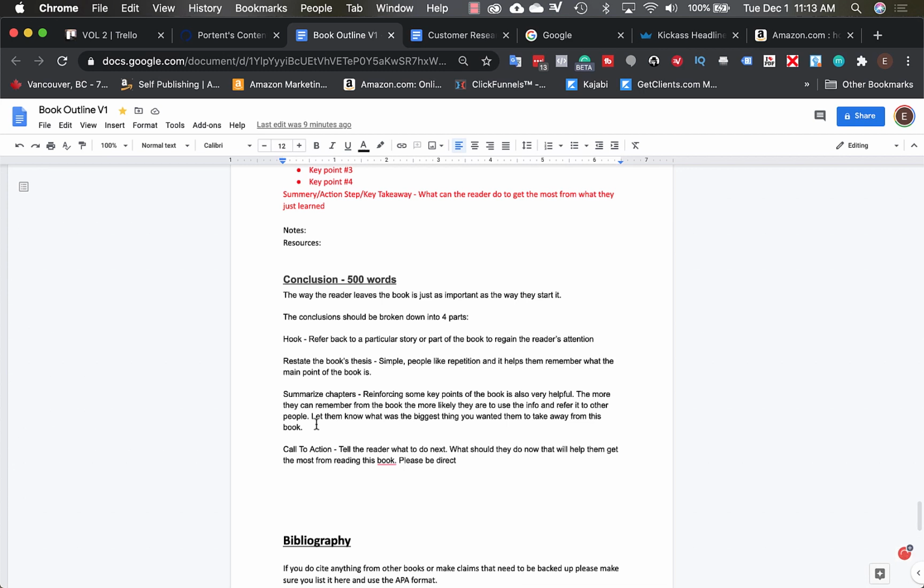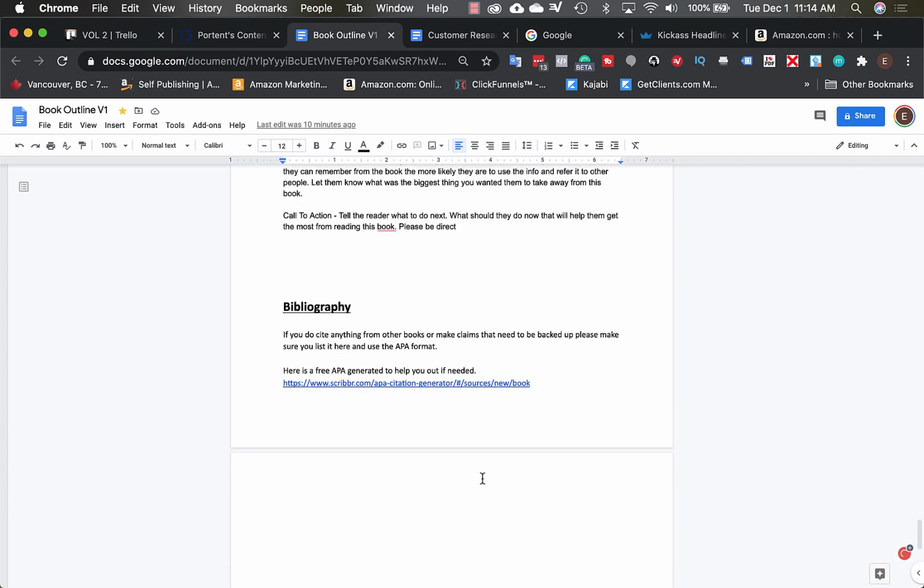The more they can remember about the book, the more likely they are to use the information, refer to it, and refer it to other people. Let them know the biggest thing you wanted them to take away from the book, and then a call to action, what they should do next, what they should do now that will help them get the most from reading the book. Please be direct. And this is also where you can tell them to make sure the reader downloads this additional resource or whatever the case is to, once again, get the reader's email address from them.